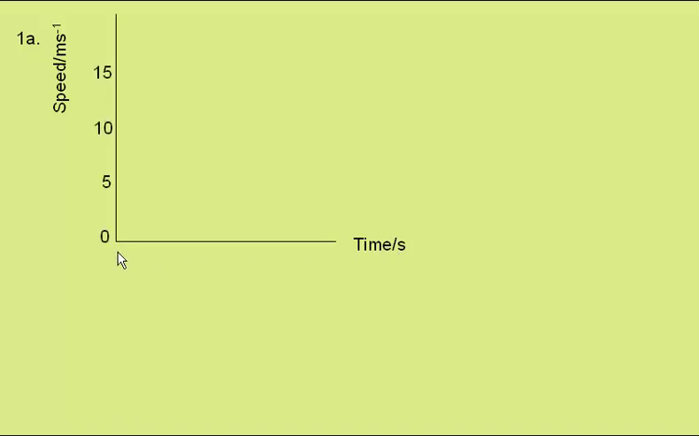So here we can have 5, 10, 15 meters per second, and this needs to go up to 3.5 seconds, so I'll take it to 4 seconds. Then we carefully plot the points, and the line comes out something like this.